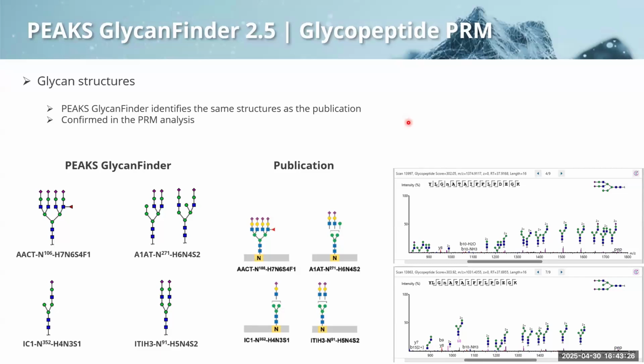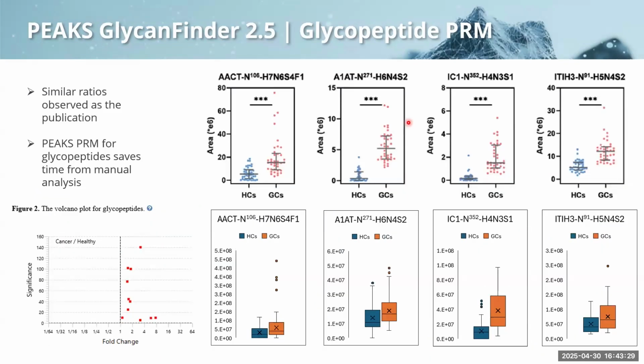And then actually looking at the areas, I just made up a few figures from the results in Peak's GlycanFinder in a similar style to what they did in the publication. And we observed that it was generally similar ratios observed as in the publication, where the markers were slightly higher in the gastric cancer patients compared to the controls. And showing that Peak's PRM for the glycopeptides is a good method to get an accurate result and also save time on the analysis because there's no need to do anything manually. It does the quantification for you.